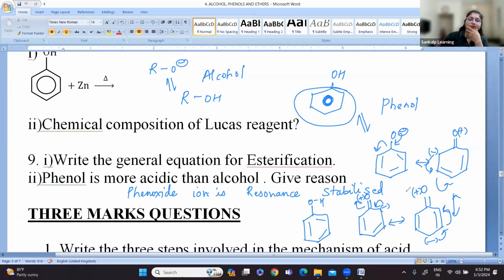Got it? So the phenoxide ion is resonance stabilized. So this is the reason. Understood? Okay, so these were the questions for 2 marks.